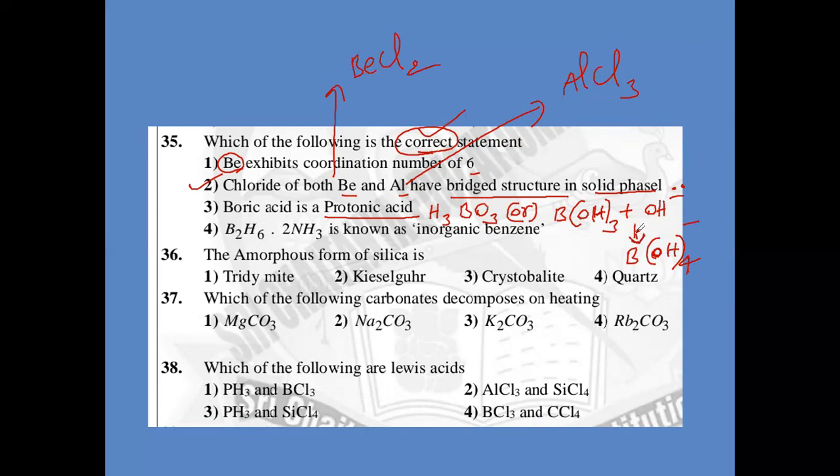So it is an electron pair acceptor. It is a Lewis acid, but it is not a protonic acid. Protonic acid means Bronsted acid. It cannot act as a Bronsted or protonic acid. So it is the wrong statement.